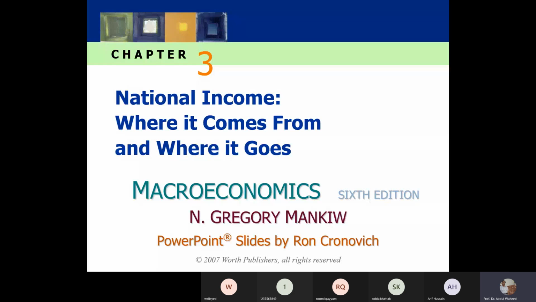Okay, this is chapter 3. In this chapter, we will discuss national income, where it comes from and where it goes. We will discuss how to get national income and then how the national income would be distributed among factors of production.